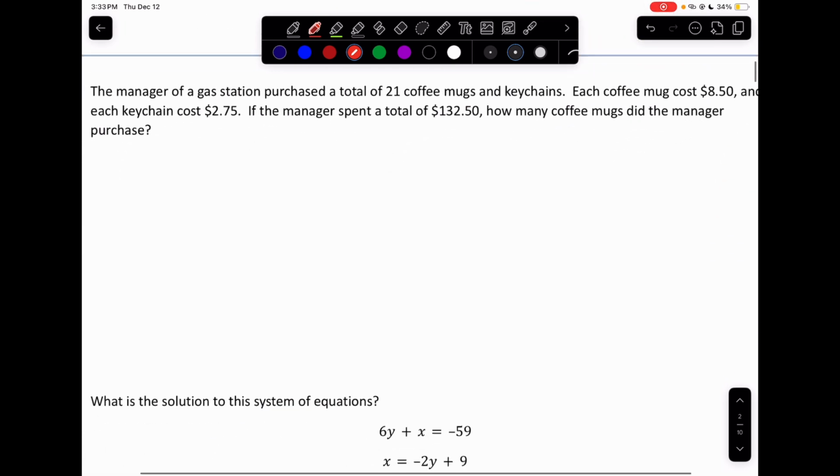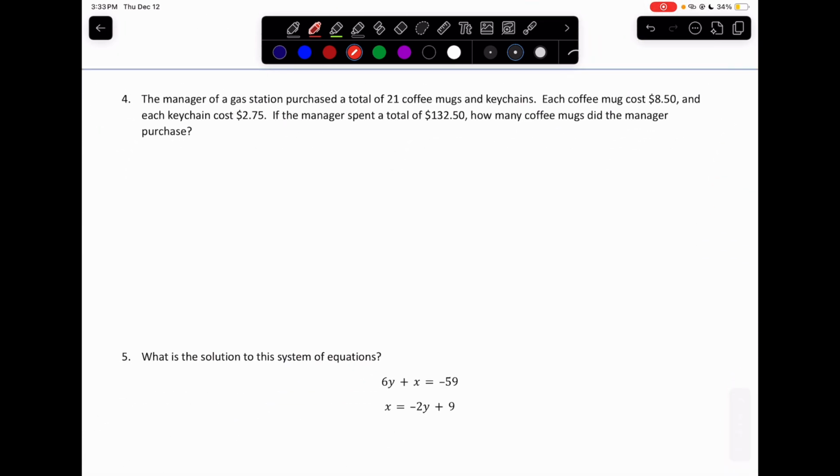Okay, number 4. So another system of equations, another word problem. I'm going to read through this and I'm going to look for variables. Let's see. The manager of a gas station purchased a total of 21 coffee mugs and keychains. Okay, so that's the total combined. Each coffee mug cost $8.50. Each keychain costs $2.75. If the store manager spent a total of $132.50, how many coffee mugs did the manager purchase?